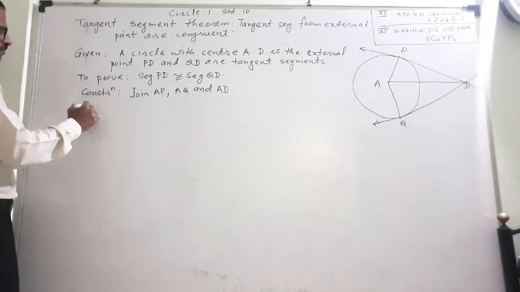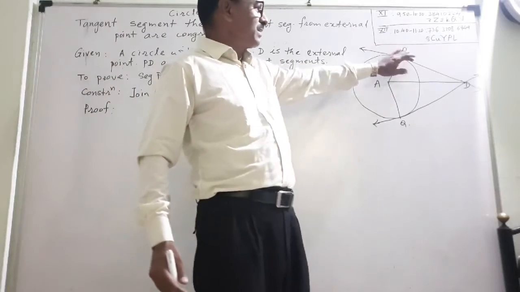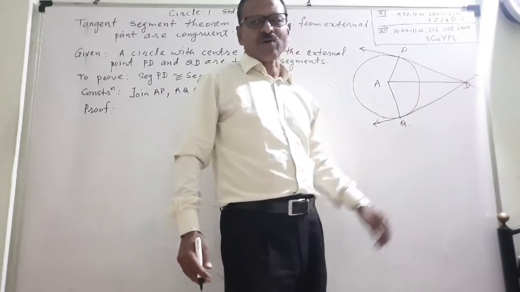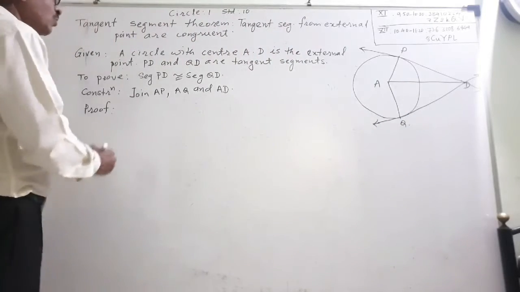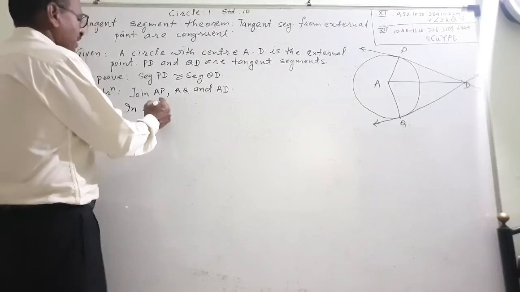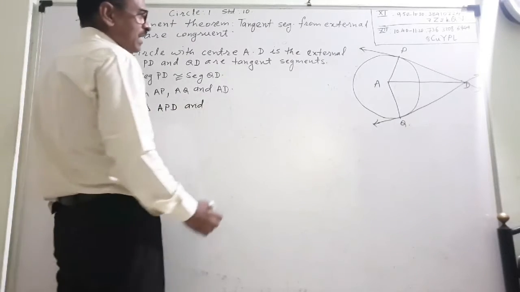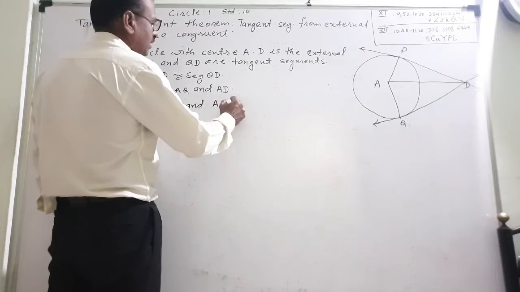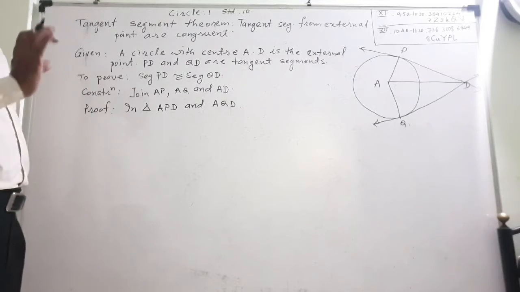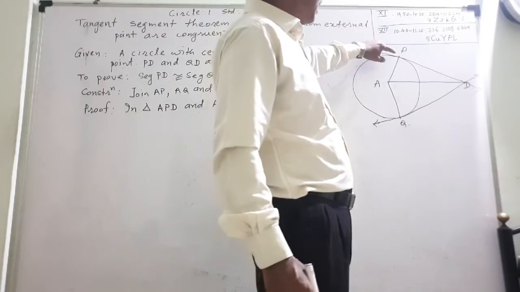Now the proof starts. Proof. If these two triangles are congruent, this one triangle and this one triangle, then these sides will be the corresponding sides and they will be congruent, and the proof is over. So, which two triangles? In triangle APD and triangle AQD. Which are the same things in these two triangles that I have to find? First of all, this side.